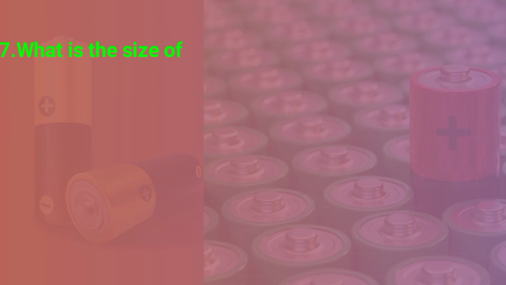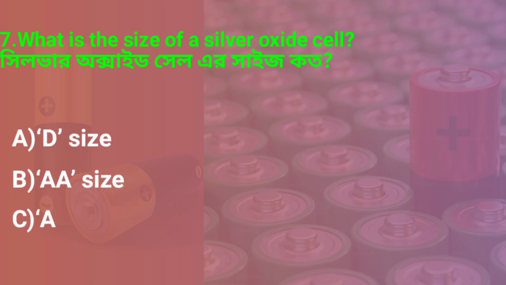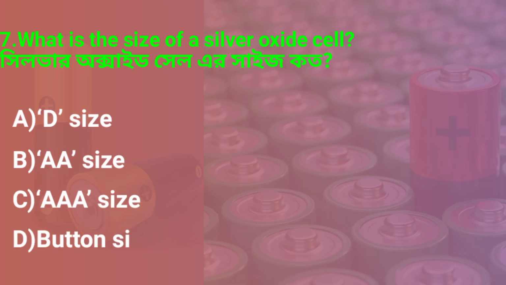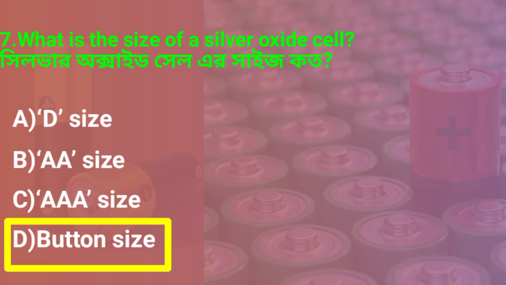Question number 7. What is the size of a silver oxide cell? Option A D size, option B double A size, option C triple A size, option D button size. উত্তর হবে option D button size.